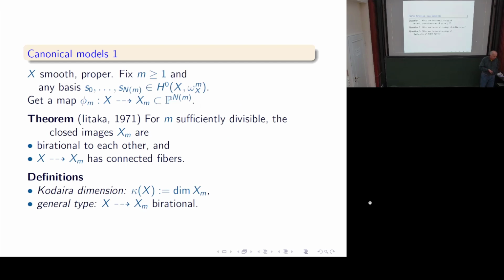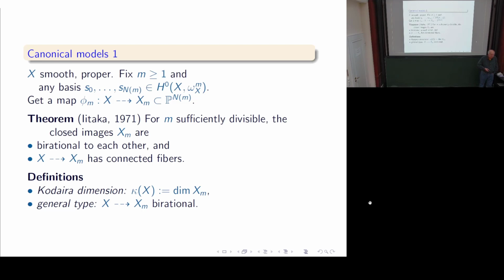And so we have to go back to the canonical models of algebraic varieties. Let X be a smooth and proper variety, pick some m, and choose a basis in the global sections of the m-th power of the dualizing sheaf, or the basis of m times the canonical class. That defines a map of X into some projective space, and then you just take its closure. Now for curves of genus at least two, as soon as I believe m is at least three, this map is an isomorphism. So that means the image is really stabilized.